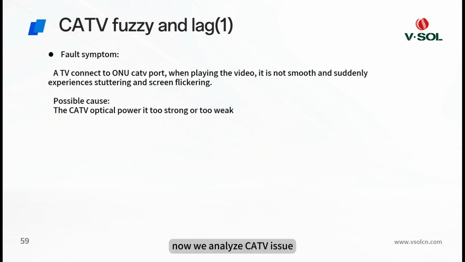Now we analyze the CATV issue. CATV fuzziness and lag will happen in some cases. The fault symptom: a TV is connected to the ONU CATV port. When playing the video, it is not smooth and suddenly experiences stuttering and screen flickering. The possible cause: the CATV optical power is too strong or too weak.